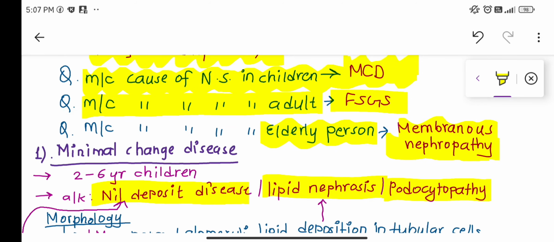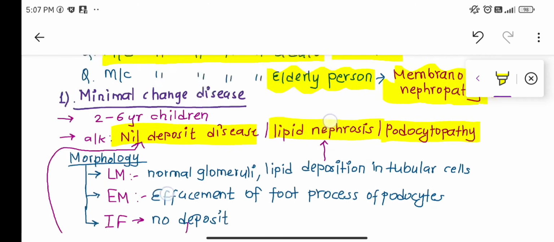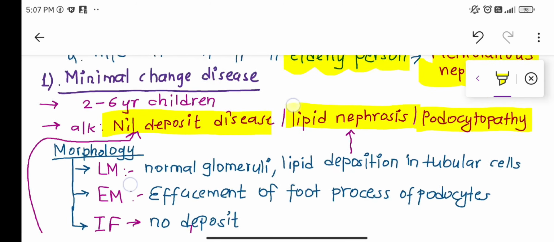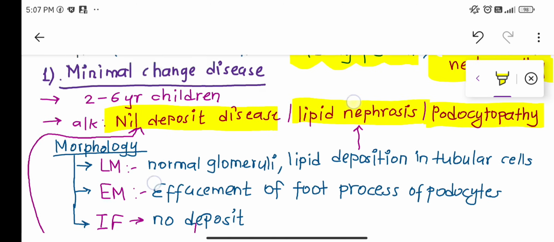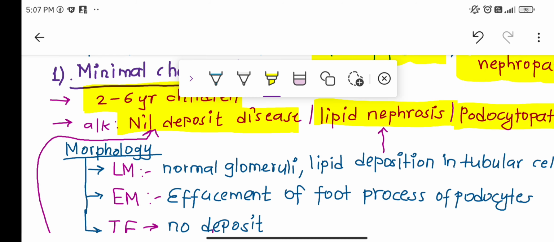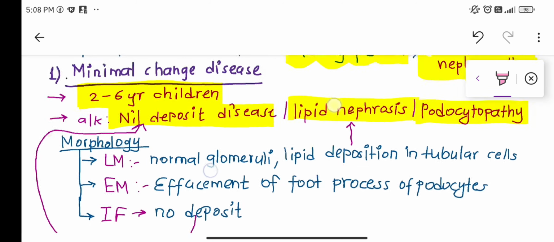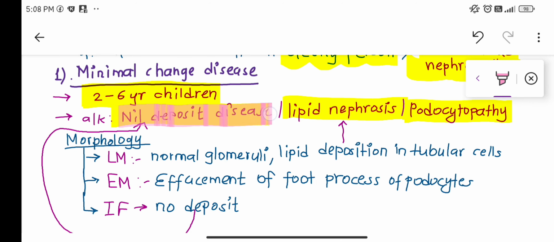Now first we are going to study minimal change disease. Does minimal change disease lead to nephrotic syndrome? Yes, minimal change disease comes under nephrotic syndrome. It mainly affects children of 2 to 6 years of age. It is also called nil deposit disease.